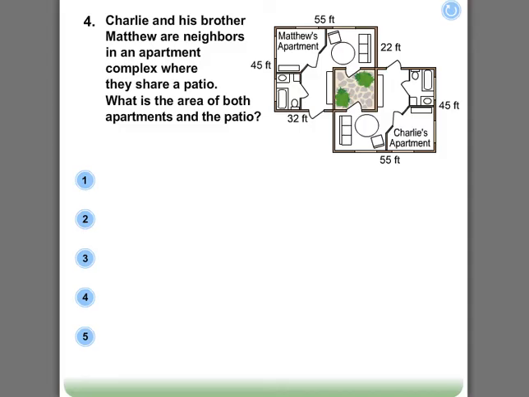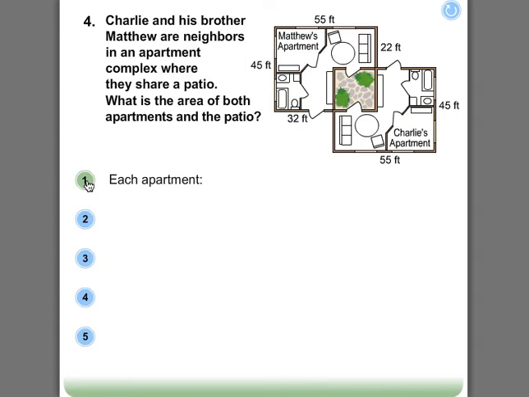Okay, Charlie and his brother Matthew. Is that the name of the guy in that video? Charlie bit my finger. Have you guys seen that? So funny. Charlie and his brother Matthew are neighbors in an apartment complex where they share a patio. What is the area of both apartments and the patio? Interesting, interesting.